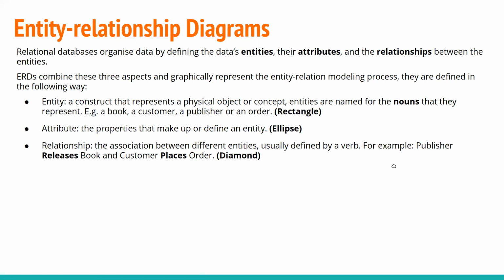An entity is a construct that represents a physical object or concept. Entities are named for the nouns that they represent. So, for example, we could have a book table, a customer table, a publisher table, or an order table. Some other examples: a car would be an entity, or a car table. It can be a concept as well, like a province or a country. All of these things are entities.